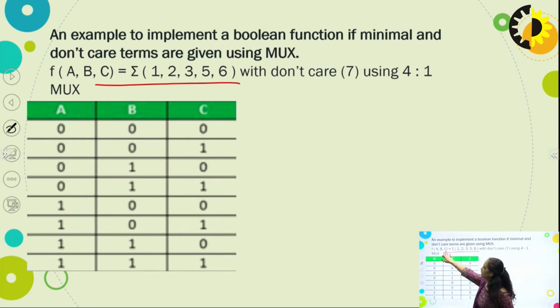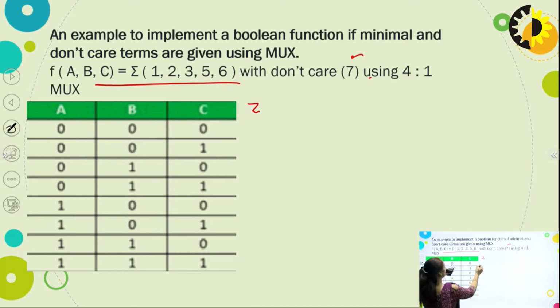Okay, so this is a 3 variable equation with all these values. Here we have output equal to 1, and don't care is present at the 7th place. So write the output first. Let us denote it as Z, and we are going to design this using a 4x1 mux. Z, first write the output. Output is 1 at 1, 2, 3, 5, 6 and 7.